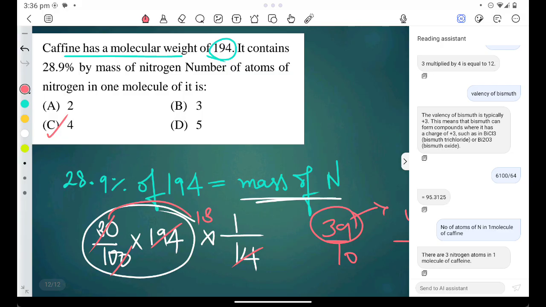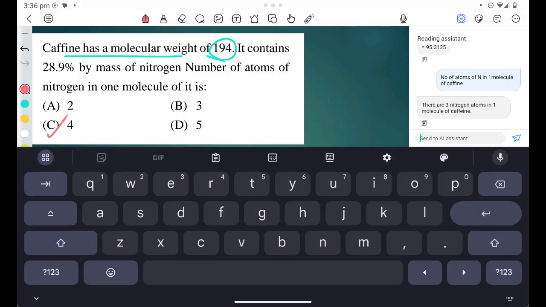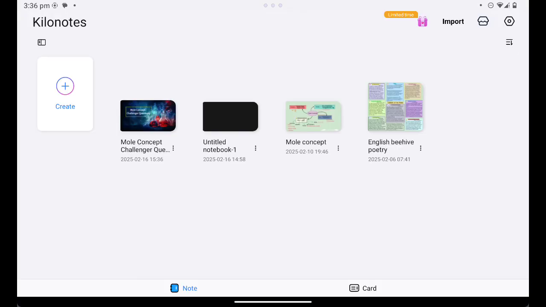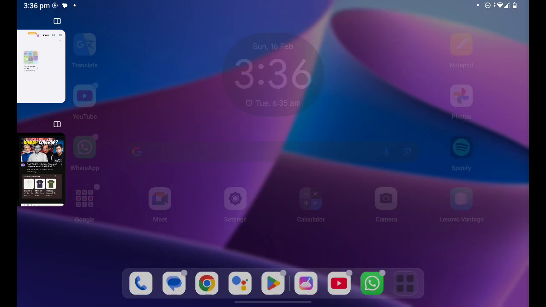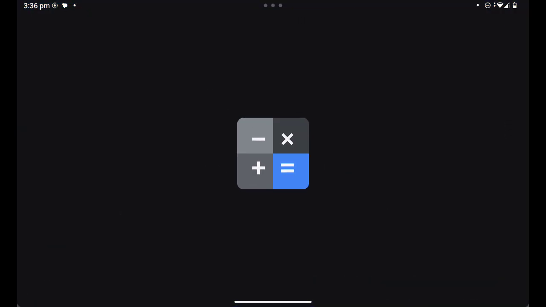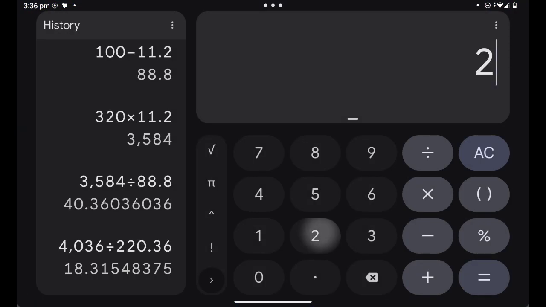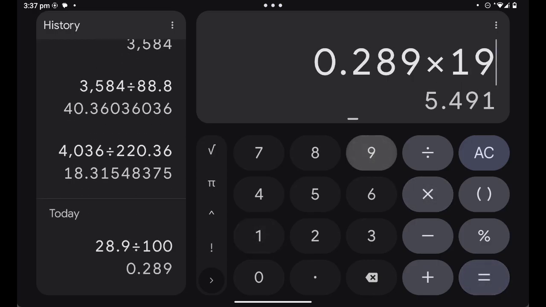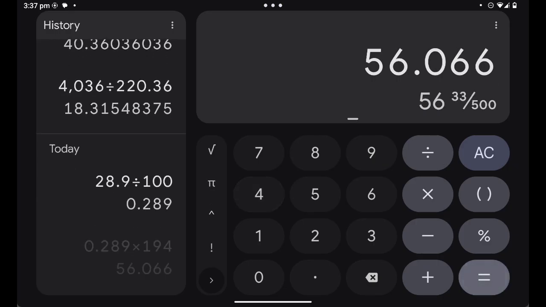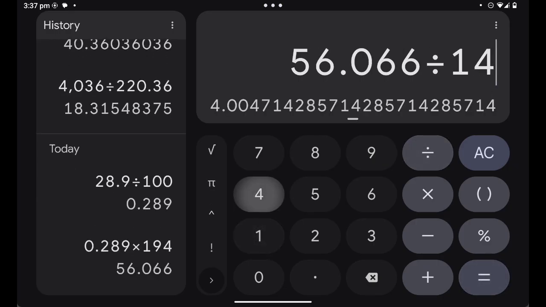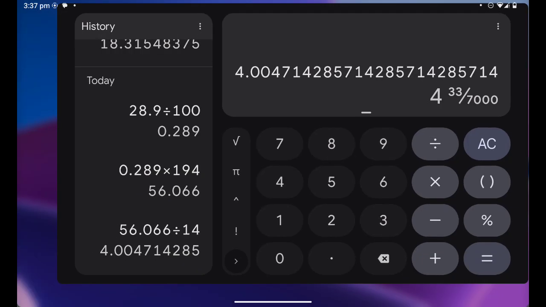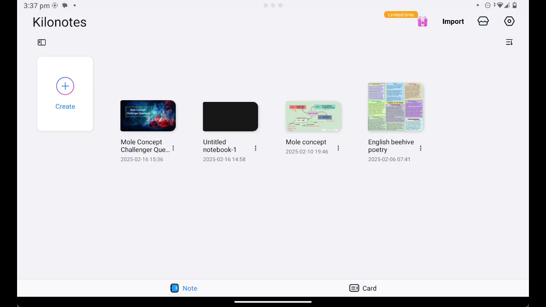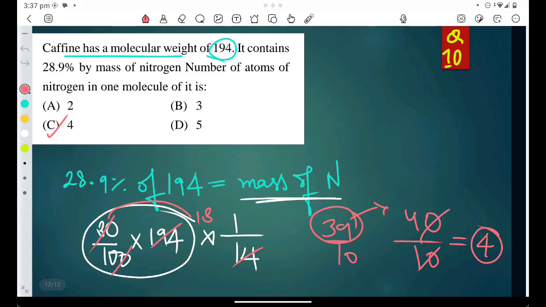Let me check the calculation. So I have 28.9 divided by 100 times 194, divided by 14. This is going to be 4 only, so 4 is the correct answer. Even if this is hypothetical, 4 is going to be the correct answer.